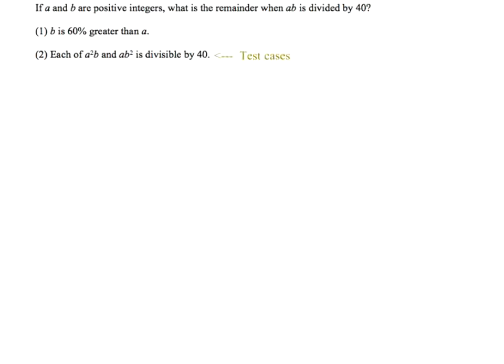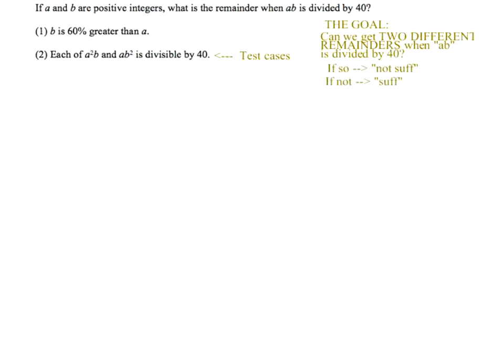So let's test cases. Remember what the goal is. The goal is, can we get 2 different remainders when AB is divided by 40? If so, then that's not sufficient. And if not, that's sufficient. Again, this is the most fundamental aspect here, but make sure that this is in your head before you get started.